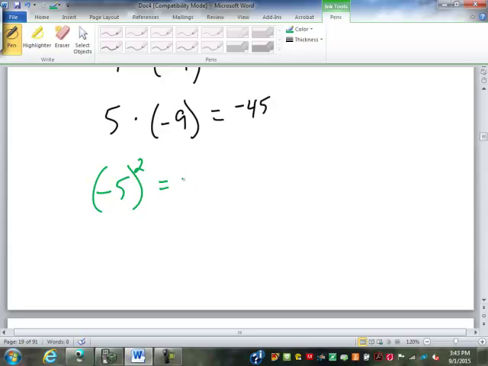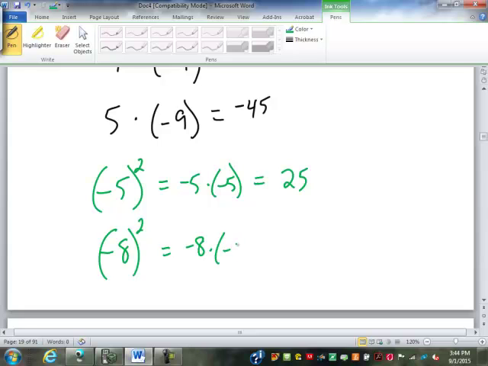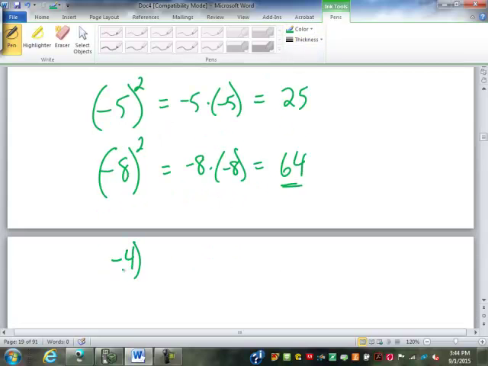Negative 5 squared, of course, would be negative 5 times negative 5, which should be positive, what's 25? Good. Negative 8 squared should be negative 8 times negative 8, which should be positive 64. Good. Negative 4 squared should be negative 4 times the negative 4, which should be positive 16. Anybody see a pattern developing here?